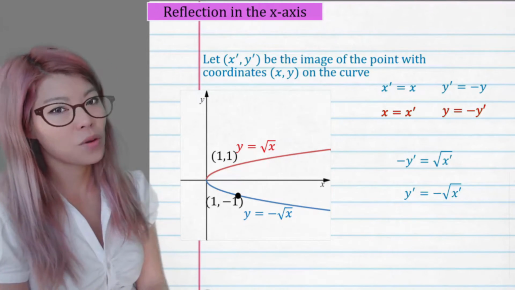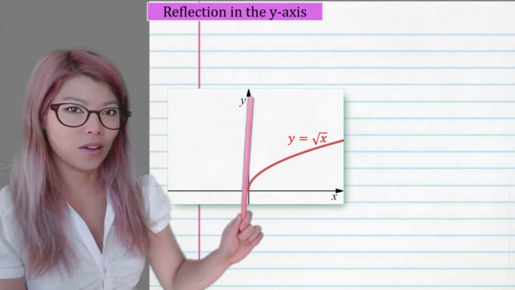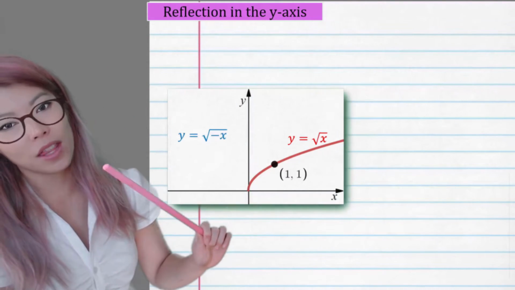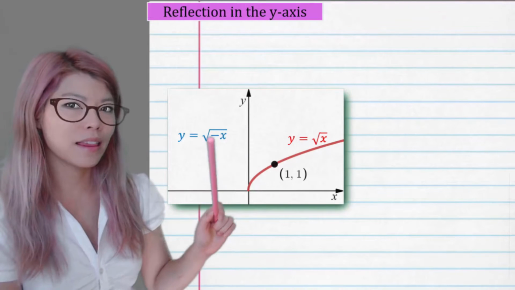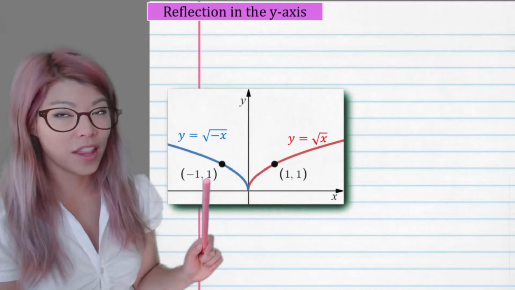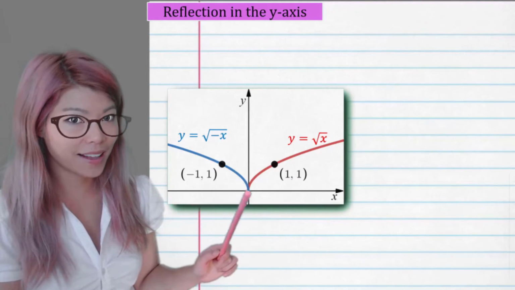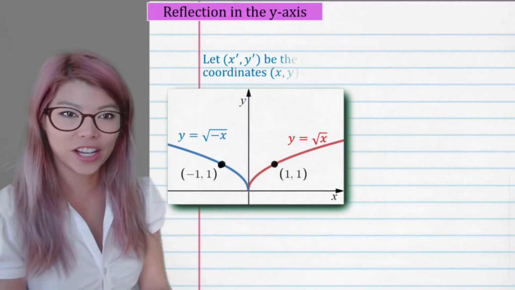Reflection in the y-axis. So here we have square root of x reflecting along the y-axis, which means we're going this way. And how do we obtain this equation over here? So the point (1, 1) is now (-1, 1). So what changed? The x or the y? It's the x. See, it's like the opposite that changes.